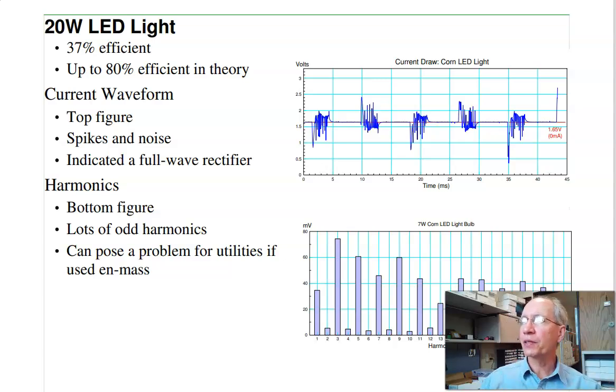The current, however, for a corncob LED light bulb, that's what the current looks like. In terms of frequency content, again, I've got a lot of odd harmonics in there. Again, the power grid is not designed for spikes in the current line. It's designed for 60 Hz sine waves. This can cause problems if a lot of people are using LED lights.